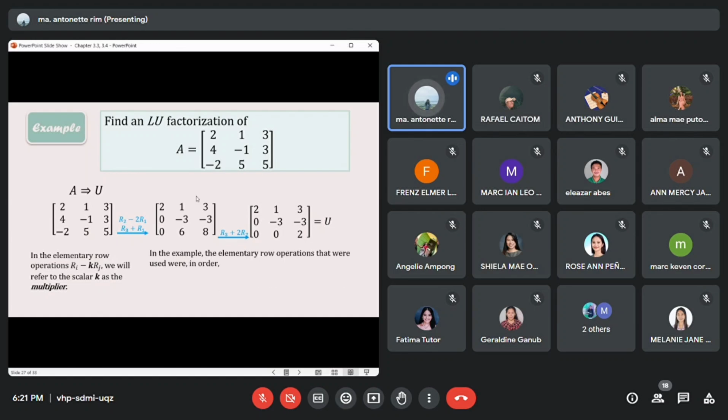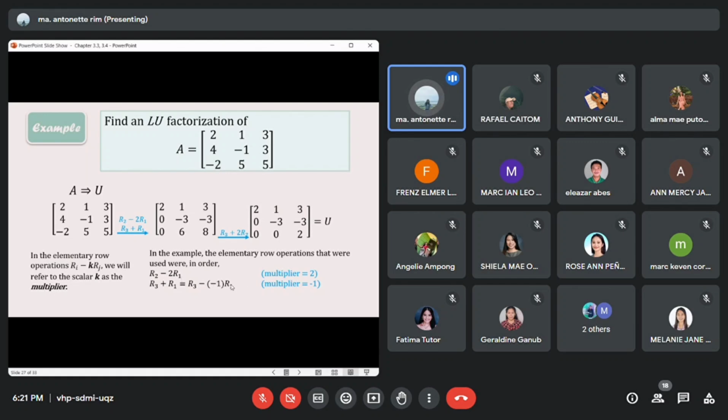In the example, the elementary row operations used, in order, were: first, R2 minus 2R1. Let's find the multiplier. The form is Ri minus k Rj, where k is the scalar, or the multiplier. So R2 minus 2R1: our multiplier is positive 2. Since the form is minus k, we don't put negative 2, but positive 2.